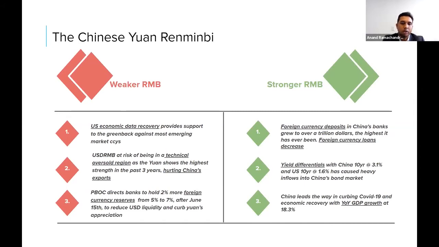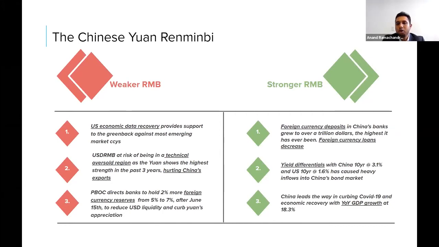More recently, the PBOC directed banks to hold 2% more foreign currency reserves, raising the limit from 5% to 7% starting from June 15th. This is in order to reduce the US dollar liquidity that's available in the market. We believe this will curb yuan's appreciation momentarily.